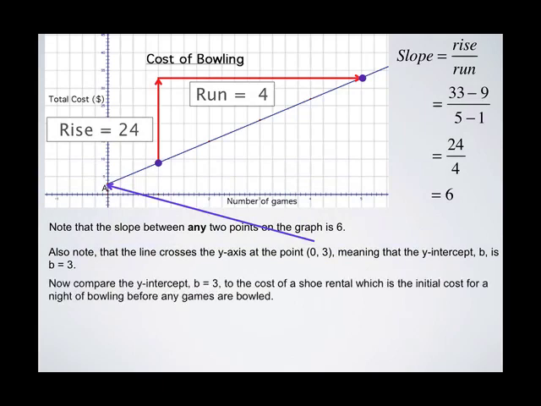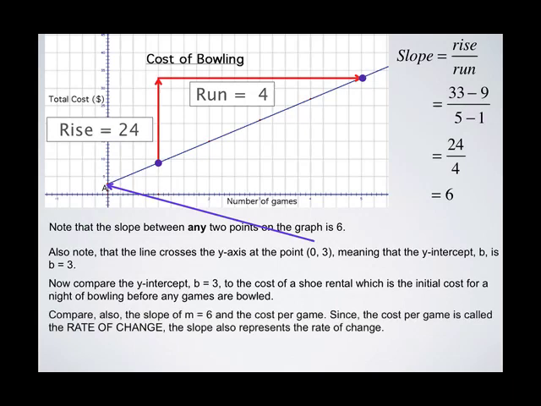Now compare the y-intercept to the cost of a shoe rental, which is the initial cost for a night of bowling before any games are bowled. It's the same. Compare also the slope, m equals 6, and the cost per game. Since the cost per game is called the rate of change, the slope also represents the rate of change. $6 is the cost per game. So the slope of our graph represents the rate of change for games played.